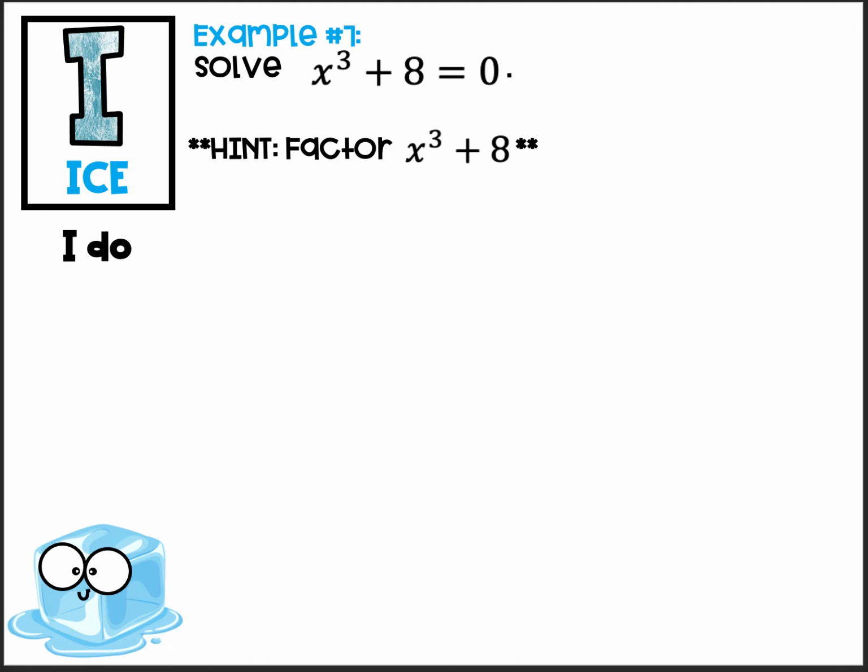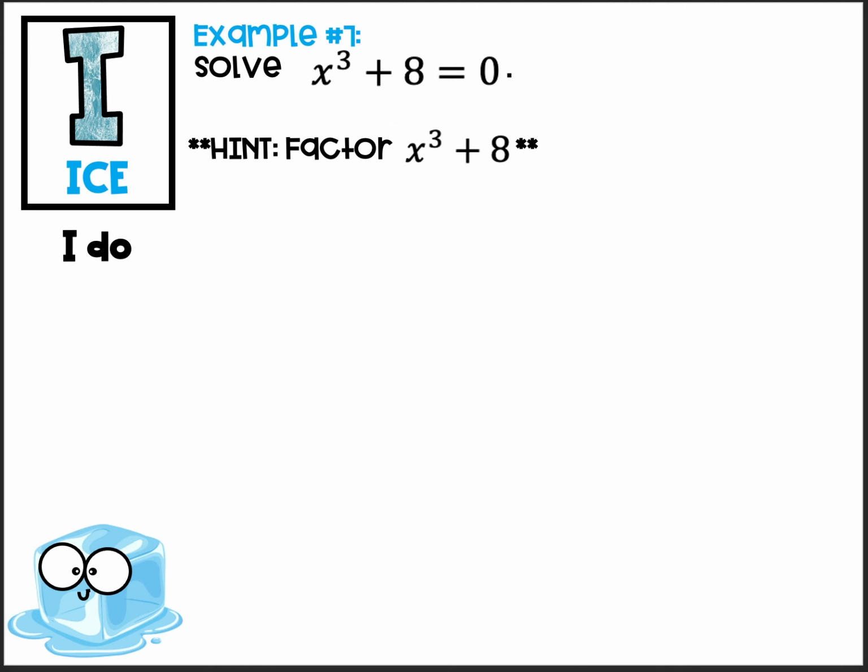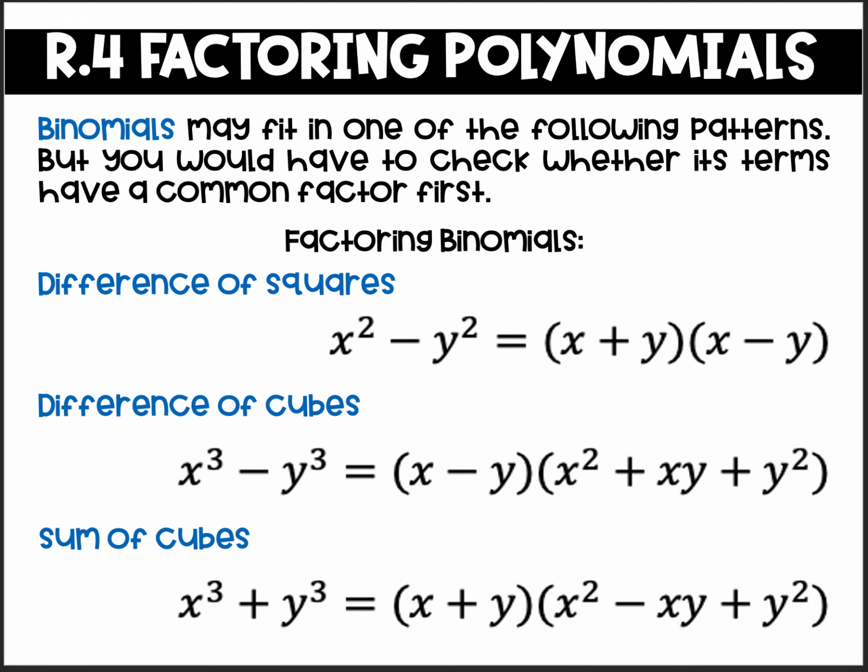The problem is solve x cubed plus 8 equals 0, and I'm giving you a hint. Try to factor x cubed plus 8. To do so, you will need to use one of the formulas from the last chapter, R.4, where we reviewed factoring polynomials. This would be a special case because we have x cubed plus 8. It's a binomial, an expression that has two terms. It could be difference of squares, difference of cubes, or sum of cubes.